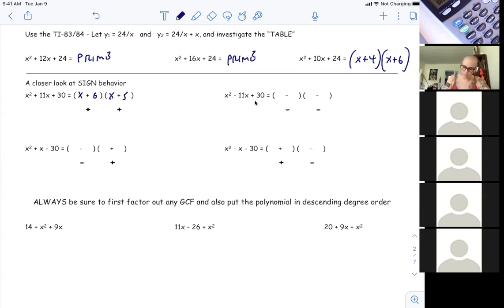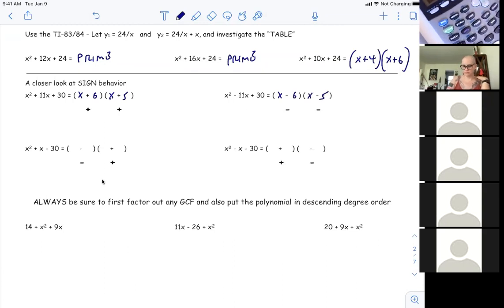If you have a positive constant at the end and a negative in the middle, you're multiplying two numbers and you want them to multiply out to positive. So either they have to both be negative or both be positive. They must both be negative to add up to a negative 11 in the middle. So this would be x minus 6, x minus 5.